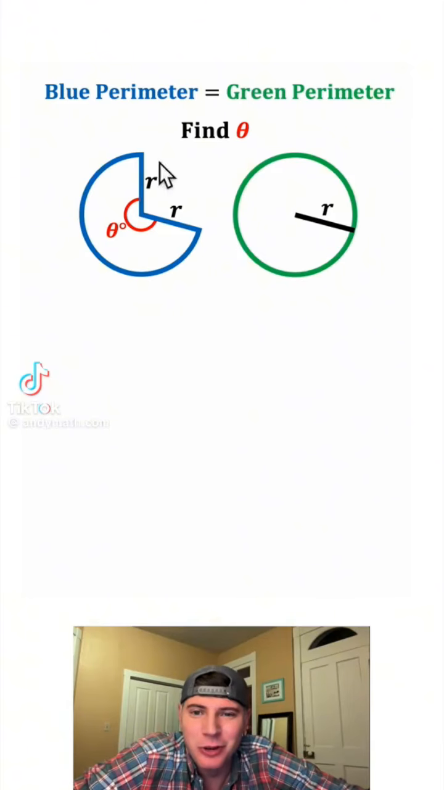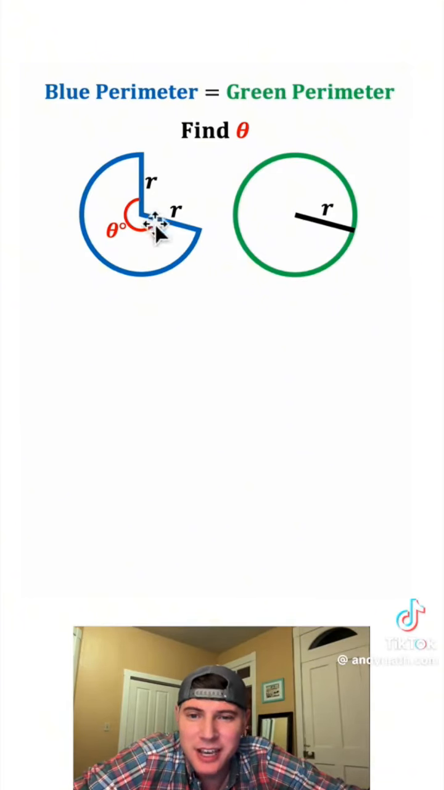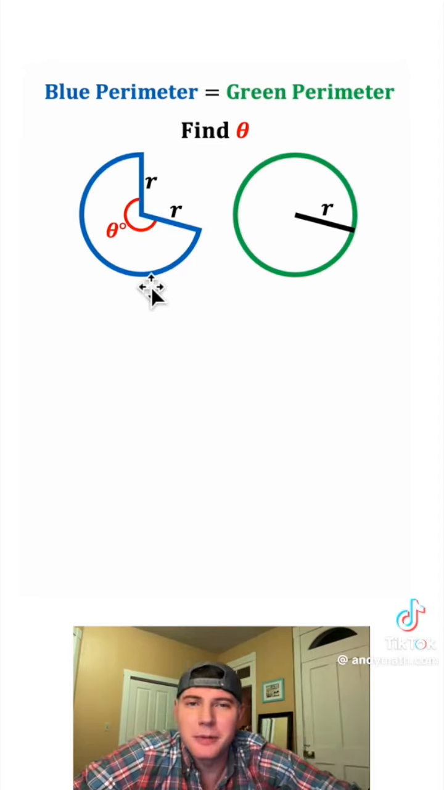Hey guys, this looks like a fun one. We're given the sector of a circle and a circle. They both have the same radius and the same perimeter, and they want us to find this angle in degrees. If you want to try it on your own, pause it right now because I'm going to solve it in 3, 2, 1.